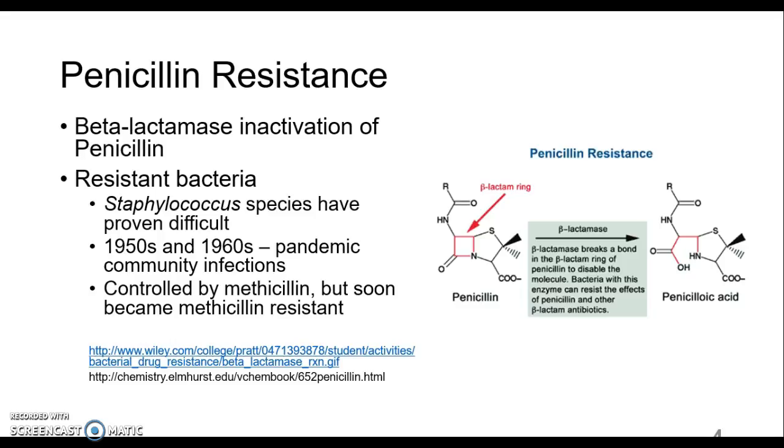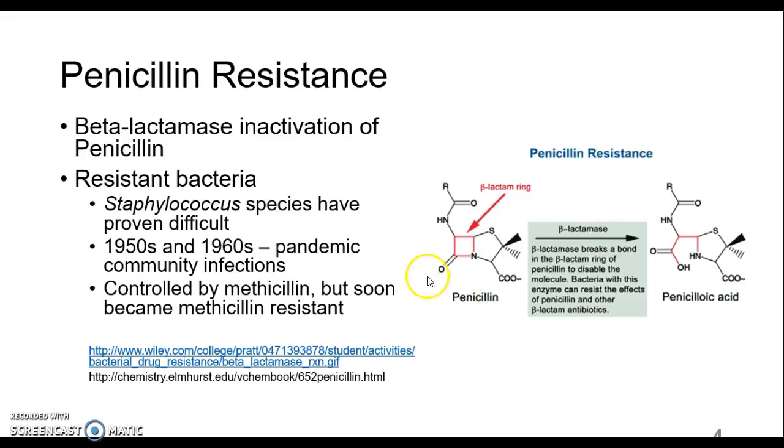So recently, within the past couple of decades, penicillin resistance has become an issue, not only because penicillin is being resisted, but other antibiotics are being resisted by bacteria. So I'm just going to talk to you about the penicillin resistance mechanism. So beta-lactamase is produced by the resistant strains of bacteria that are capable of resisting penicillin.